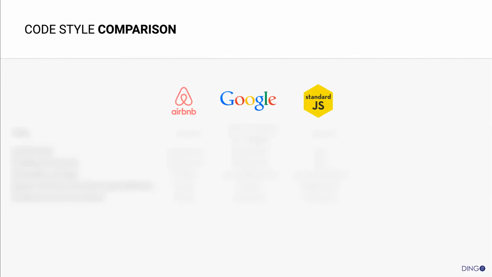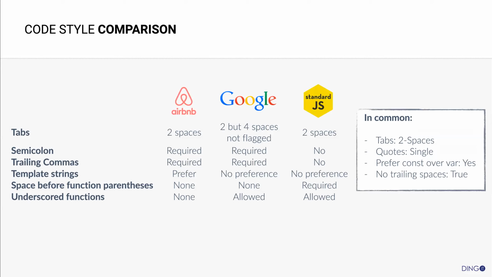Then we also have these great organizations in our industry, like Airbnb, Google, and Standard.js right here. They created code styles. So basically, you could use these code styles to style your code, right? To check your code. It's about layout, and what they have in common is that they enforce tabs as 2 spaces, single quotes. They prefer const over var, and no trailing spaces.